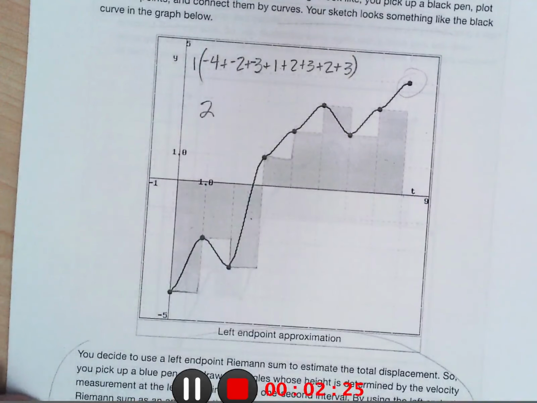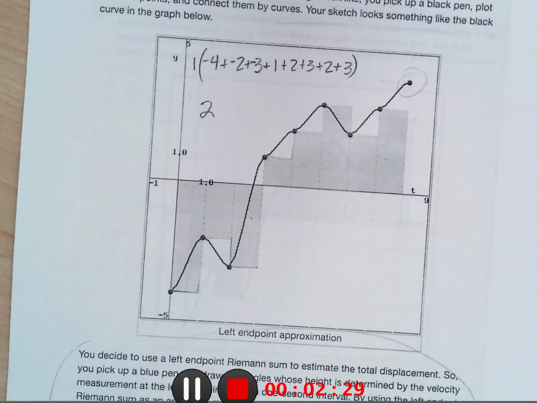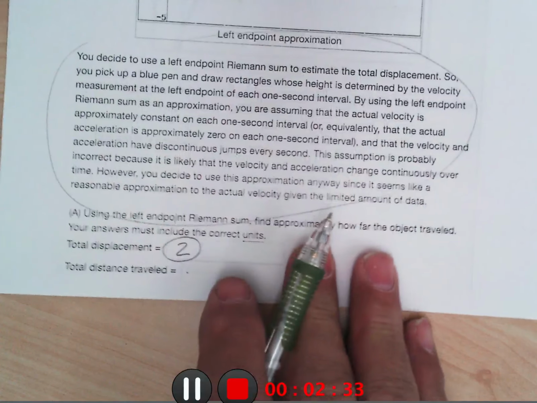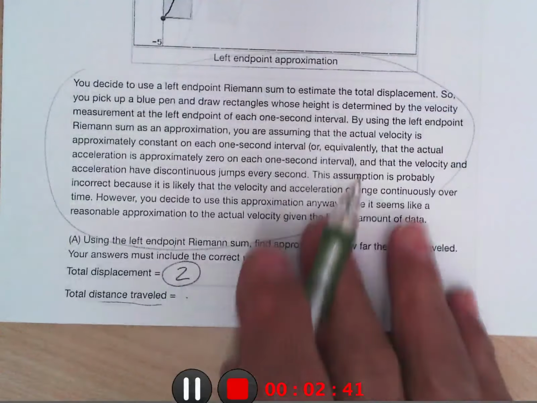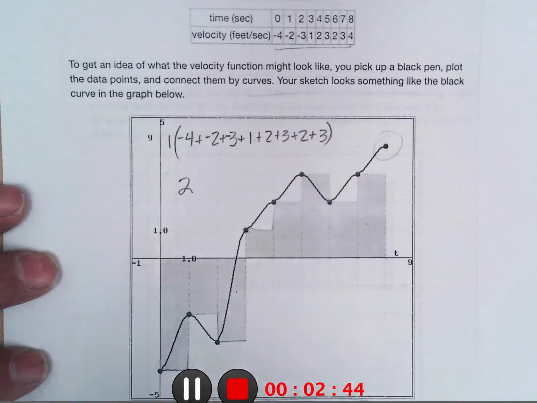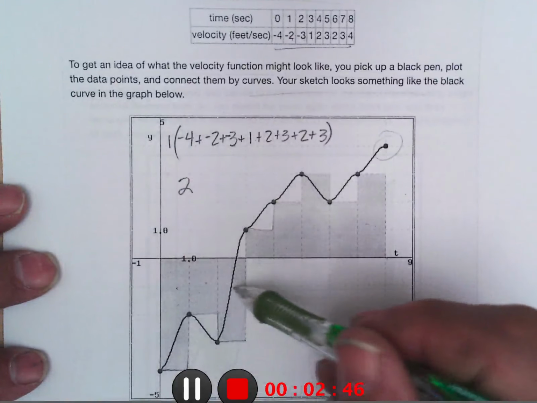Total displacement, 2. Now the total distance traveled, so the displacement is 2. That's how far it is from where it started. So we're keeping track of negative here and positive here. Now if they just want the distance traveled, then we're going to ignore any negatives. We're just going to add up all the area as if it was all positive.